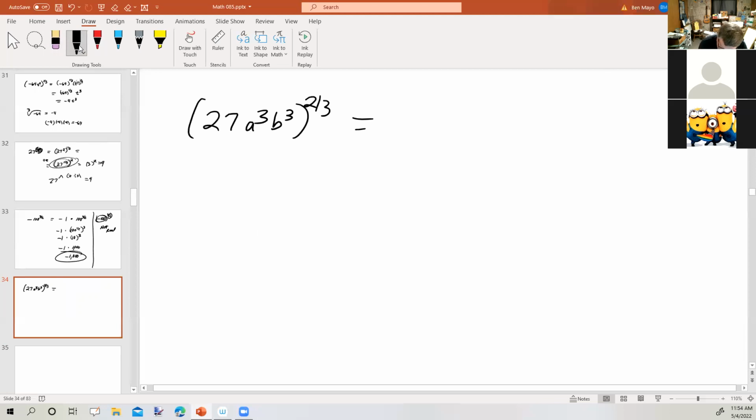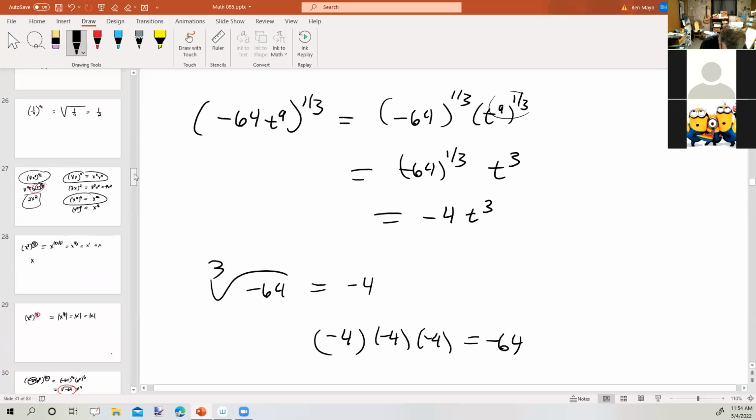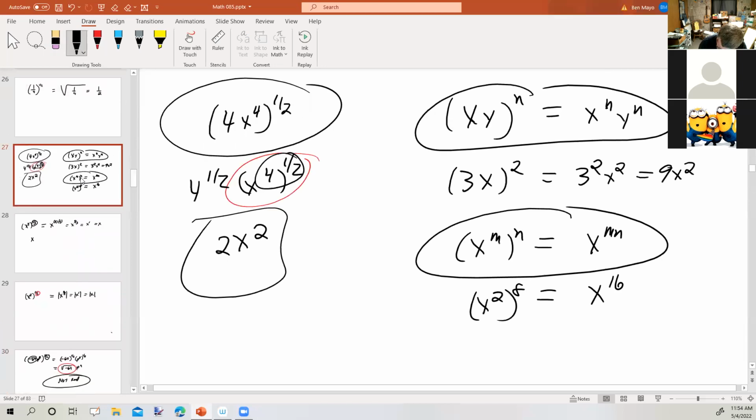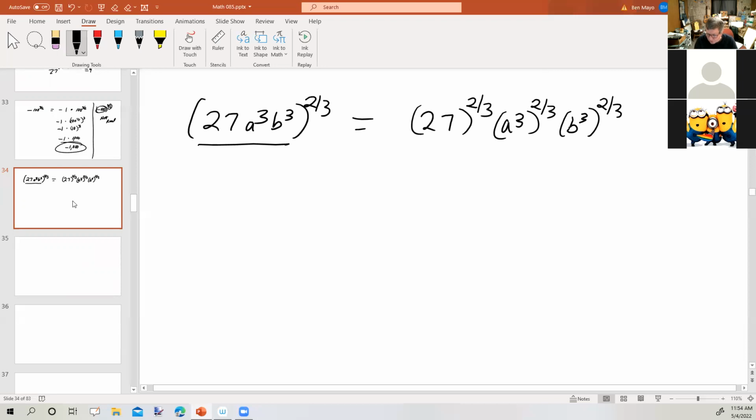All right, first of all, we have a product raised to an outside power. This rule, product raised to an outside power, we attach that outside power to each factor inside. So that's where I get 27 to the 2/3 power, a cubed to the 2/3 power, b cubed to the 2/3 power. So far, so good?